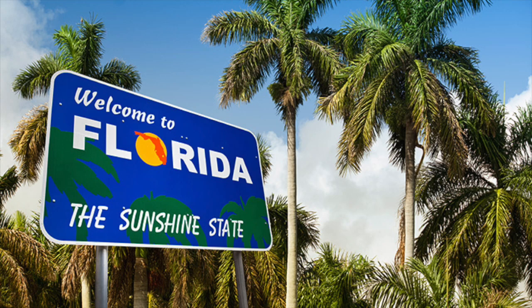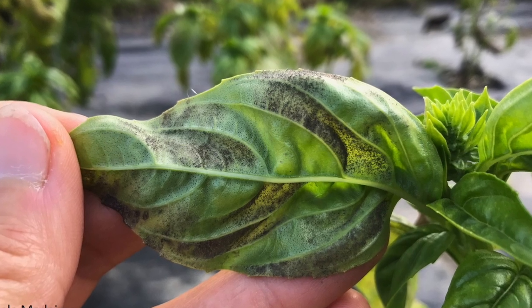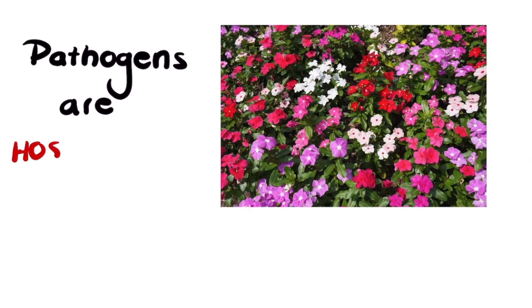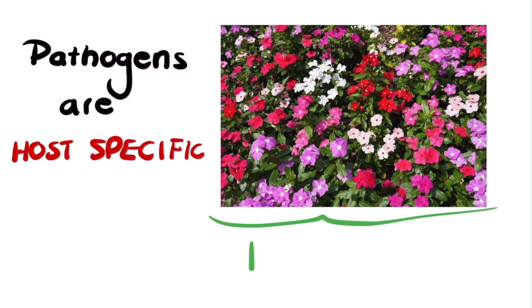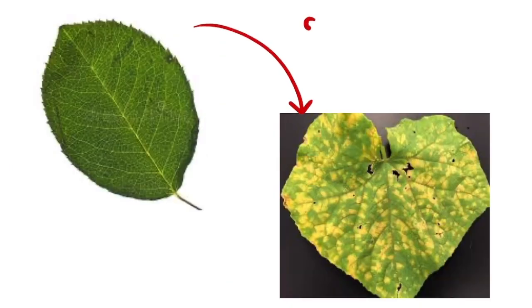A fun fact, downy mildew was first detected in the United States in Florida in 2007 when it was found on basil, and here's an example of how that looked. An important thing to note is that pathogens are host-specific. For example, these flowers shown are called impatiens, which are affected by the pathogen Plasmopara obducens. So this was the developmental process of downy mildew.